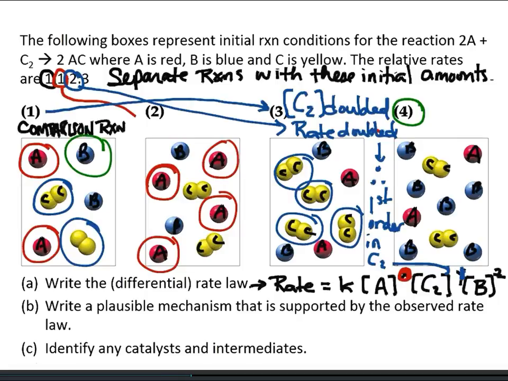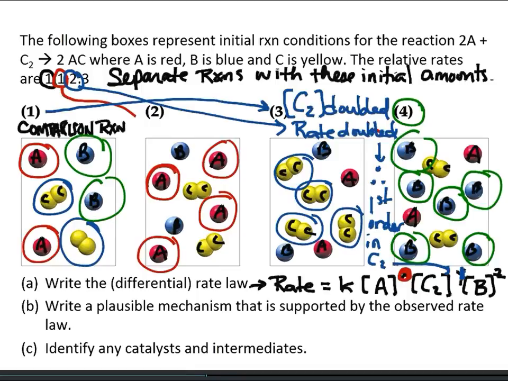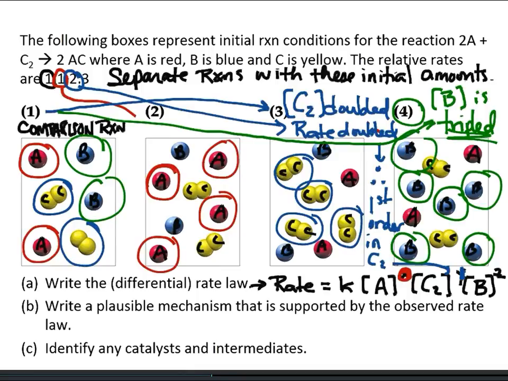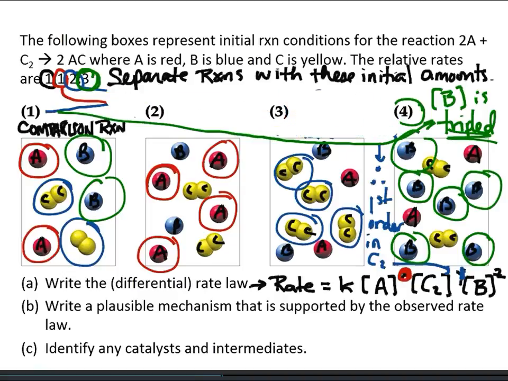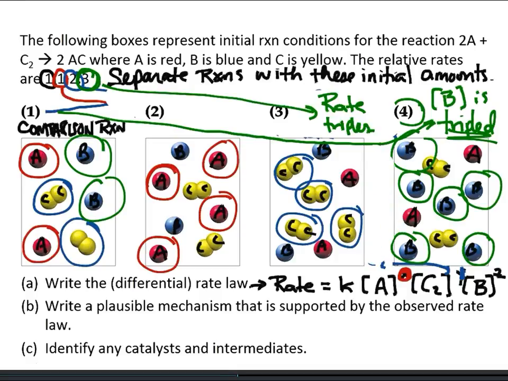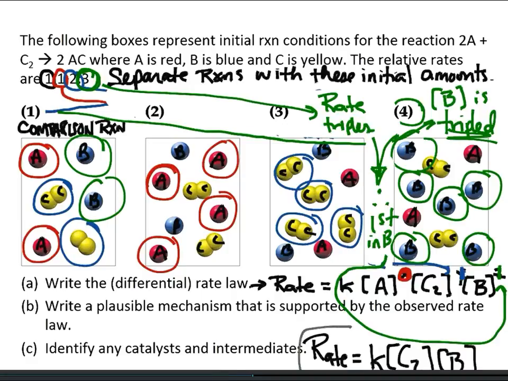Now, reaction 4, I'm guessing it's going to be B. So if we look, we've got 2 B's in box 1, and we've got 6 B's in box 4. So the concentration of B was tripled, and the rate is tripled. So what that means is that this is first order, because the same thing happens to the rate that happened to the concentration of B, which means that the exponent z is a 1. So the rate law is rate equals k times C2 times B, both to the first power.